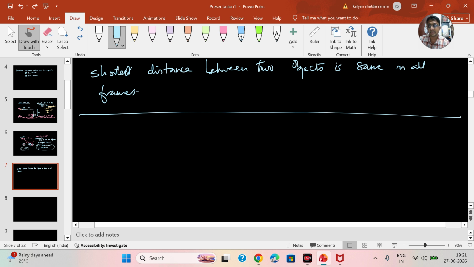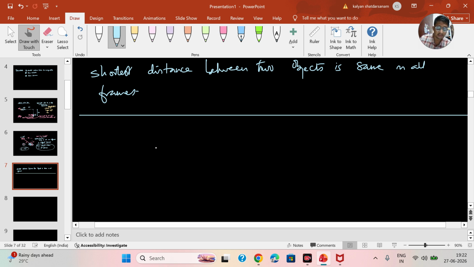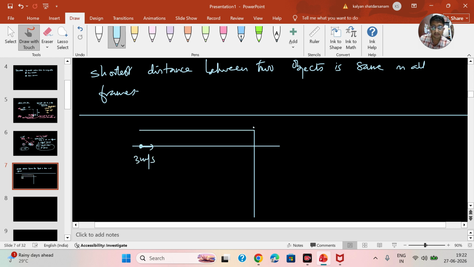So now with these ideas, let us look at one question. Suppose I have two perpendicular roads. One point is here and it is going with 3 meters per second and its distance from the junction is 4 meters. There is another point here which is going with 4 meters per second and its distance from the junction is 3 meters.